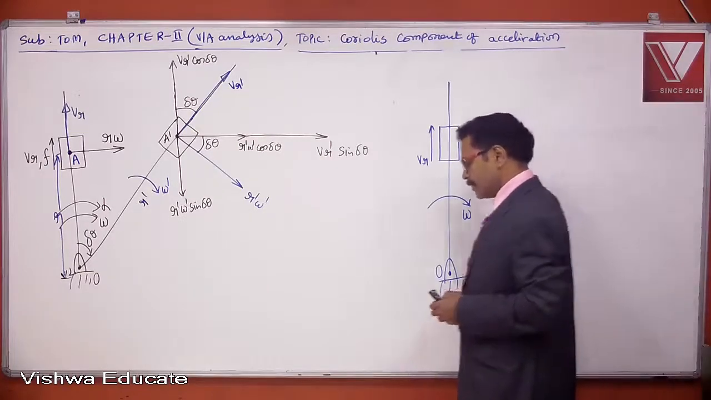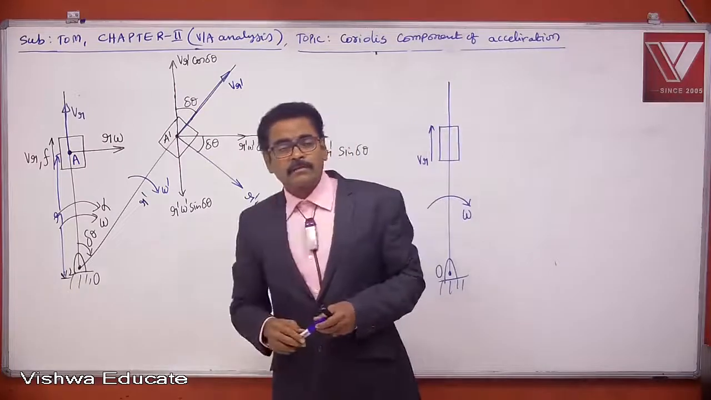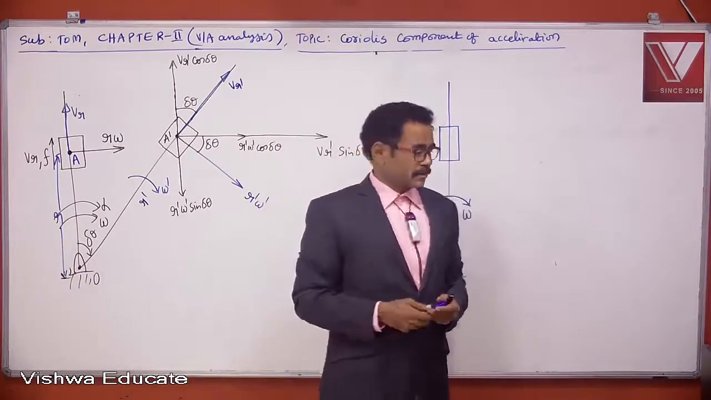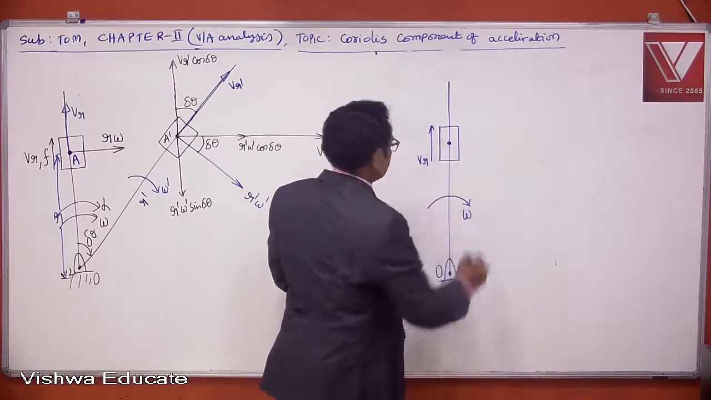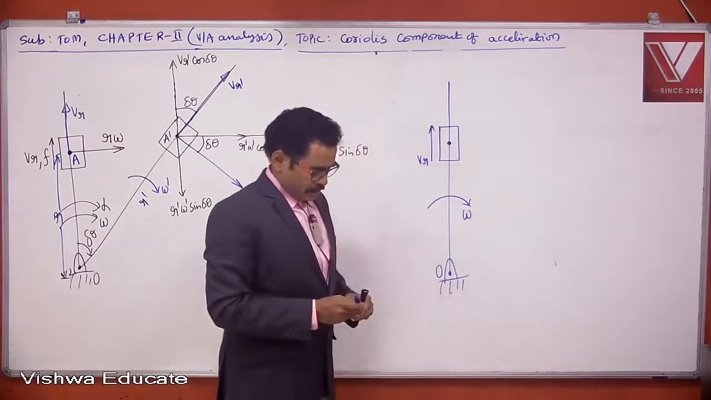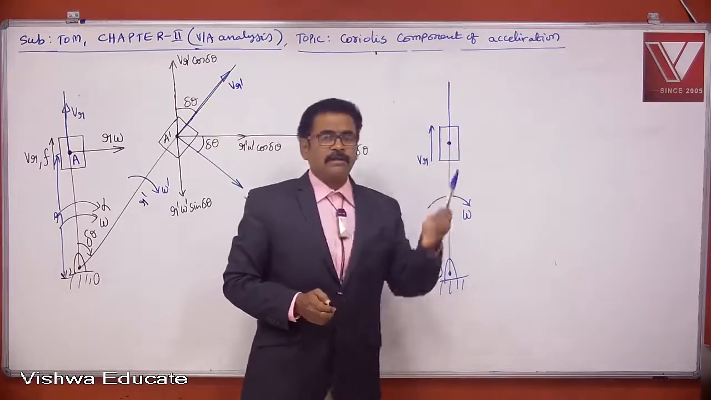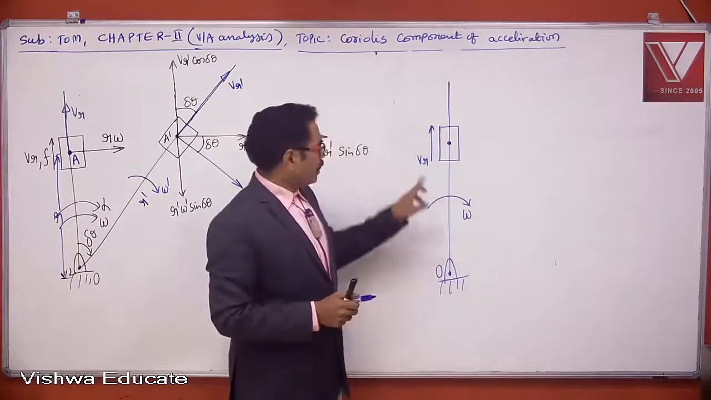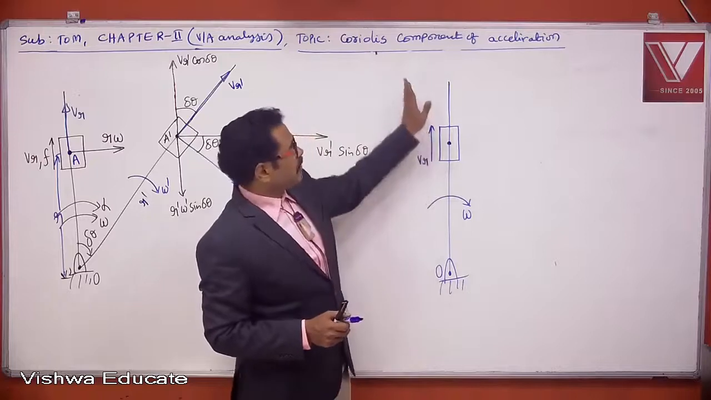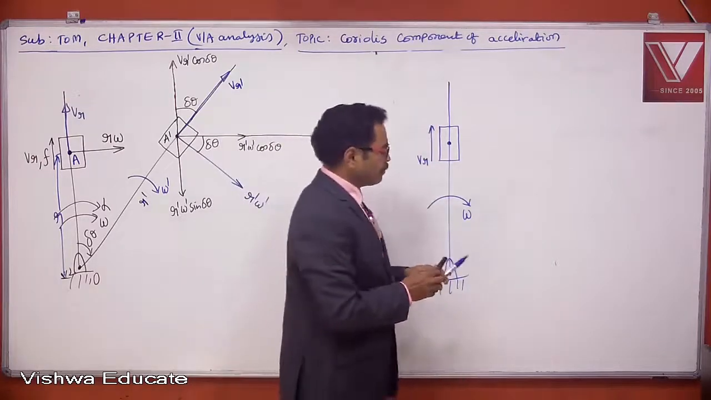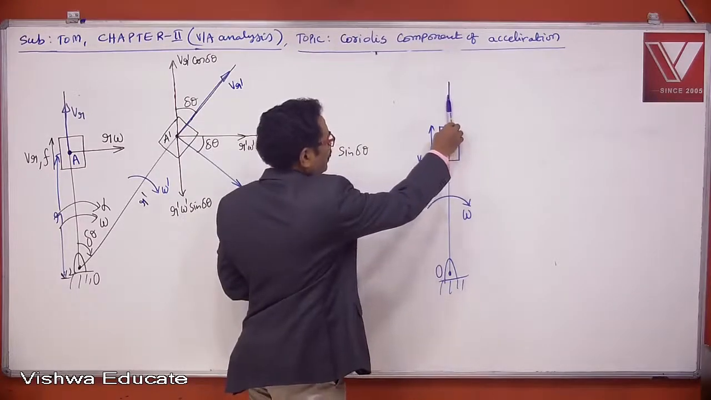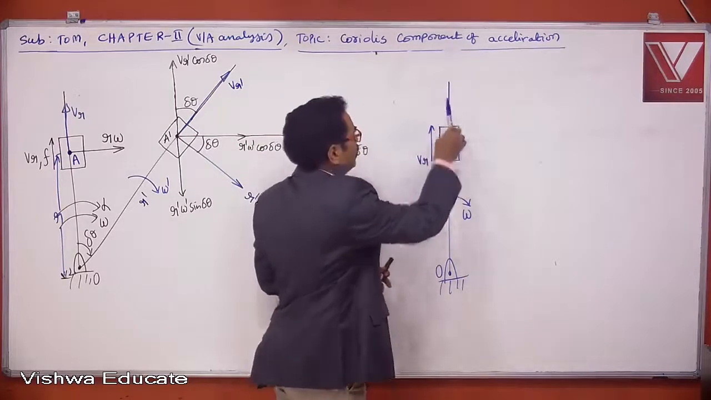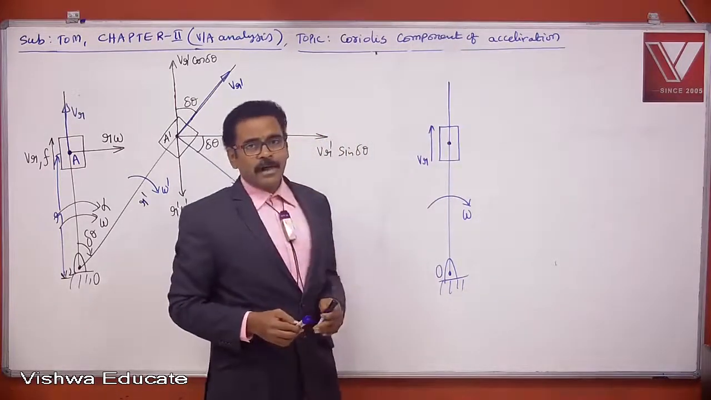Now, how to find the direction of Coriolis component of acceleration? Take this as the center point of the slider. Then hold your pen in the direction of VR. Currently VR is upward, the slider is moving away, right? So hold your pen in the direction of VR. Then rotate this VR vector by 90 degrees in the direction of angular velocity.